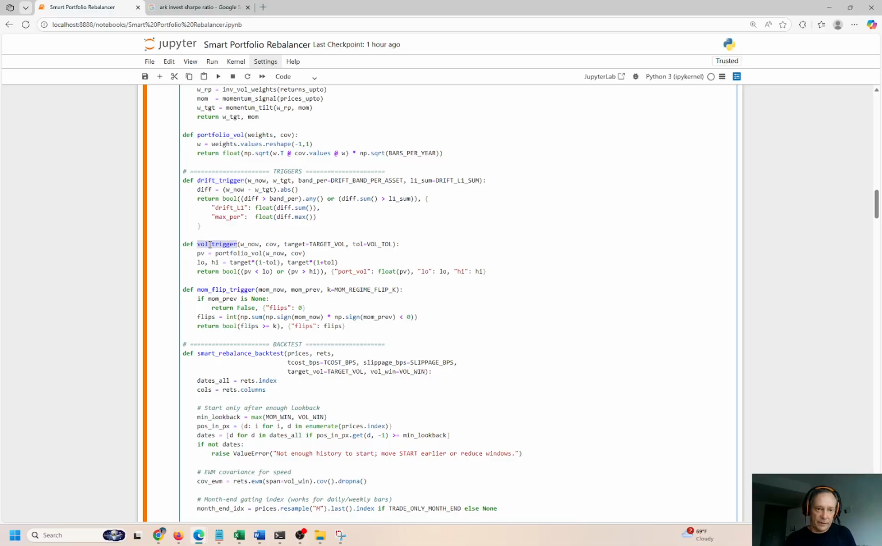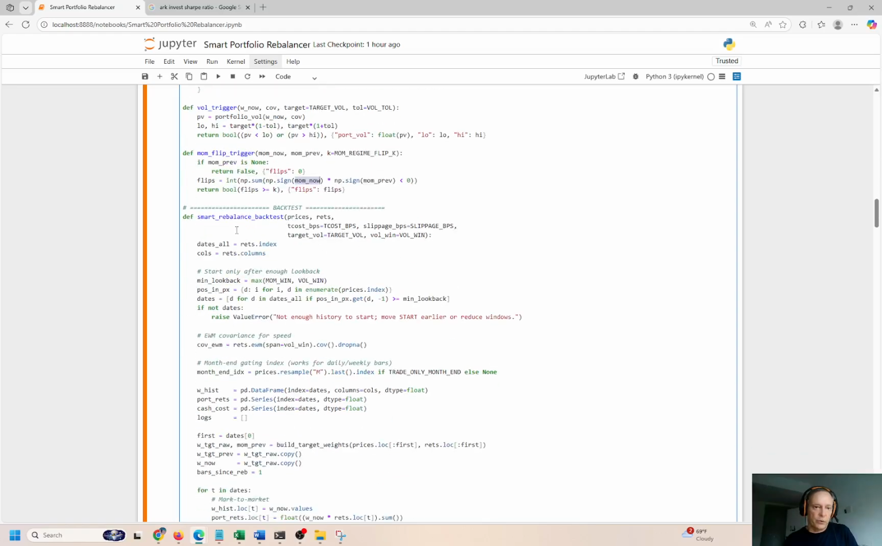We're trying to understand how these stock prices are moving over time. We're picking up the volume trigger. Okay, and the momentum flip trigger. So just a very basic couple of lines of logic here. If momentum previous is none, then do the flip. Otherwise, flip and take the integer of the momentum.